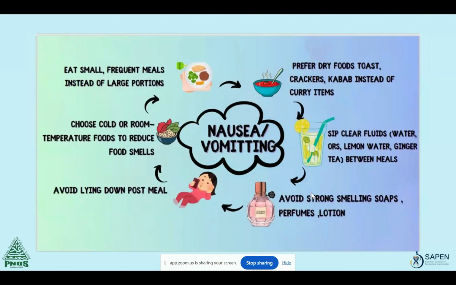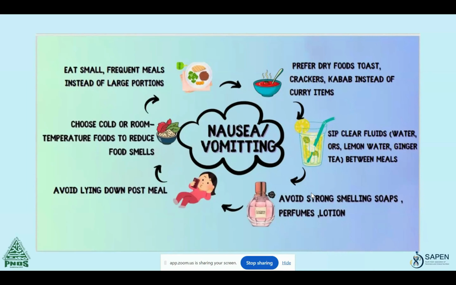Nausea and vomiting: a few points related to nausea and vomiting, again, small frequent meals. Every time we talk about anything, small frequent meals is top of the list, because this is the savvy approach. We need to choose cold or room temperature foods. Lying down post meal, of course, positioning is also important, and this is also the responsibility of a dietitian to explain all these things.